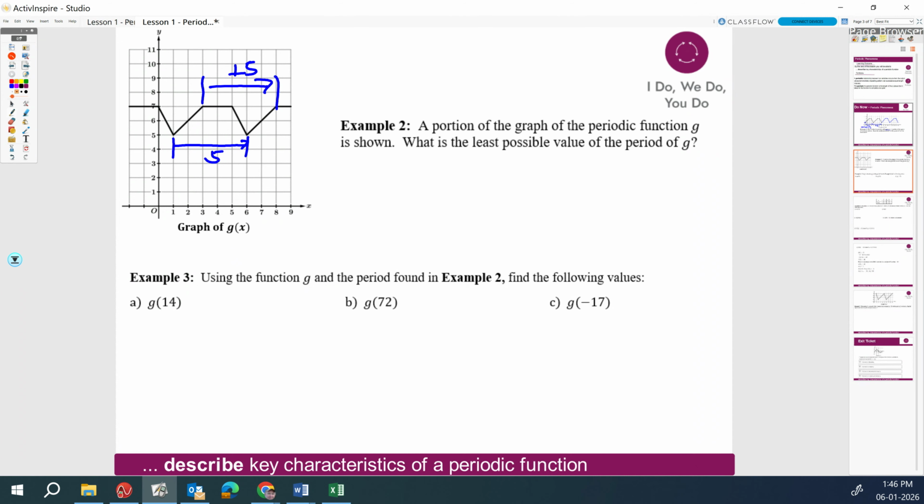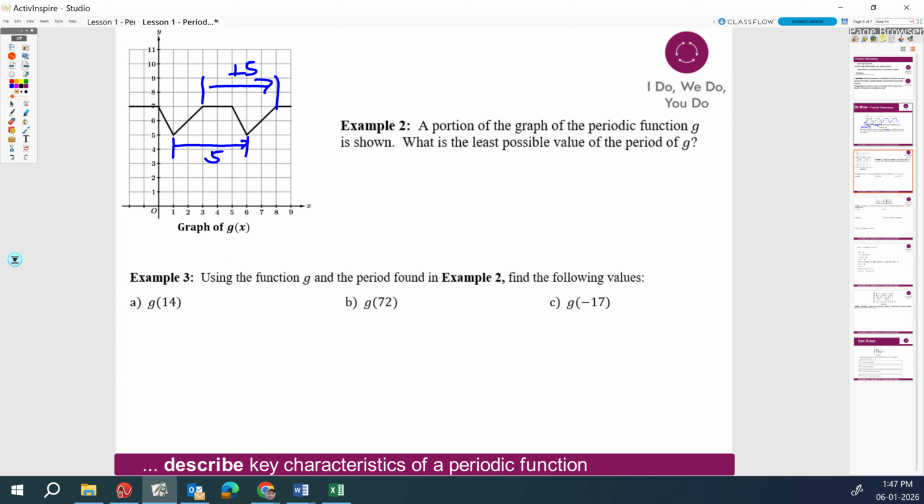When we say the least possible period, could there be a different period for this function? What would another possibility other than 5 be for the period? 10. Could there be anything else? 15. All multiples of 5. It's going to repeat. So this is the least possible value for the period, but we could say that the period is longer and it repeats itself every 10.